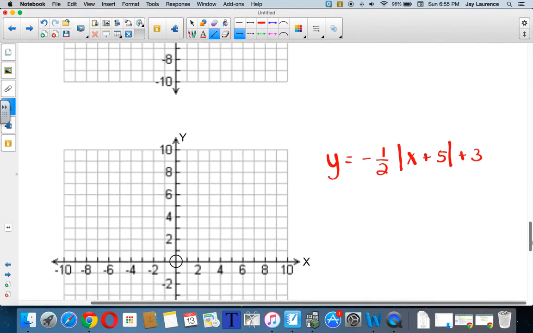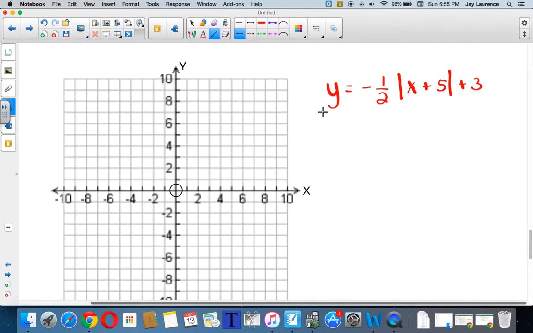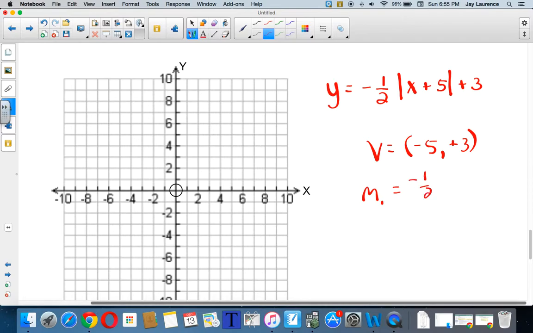All right, so let me see here. I got one more for you. Again, try this one on your own. All right, here comes my solution. Vertex is going to be at -5, +3. And the two slopes are -1/2 and positive, oh no, -1 over -2. I don't want to cancel out the two negatives.